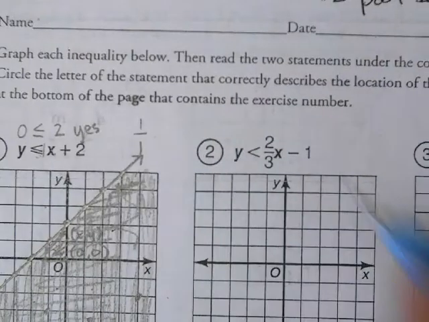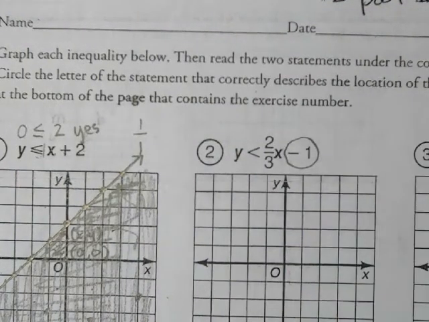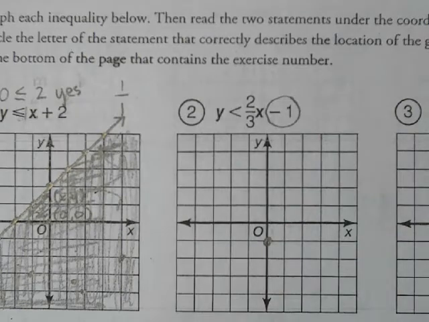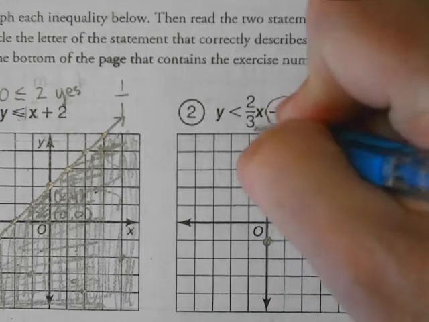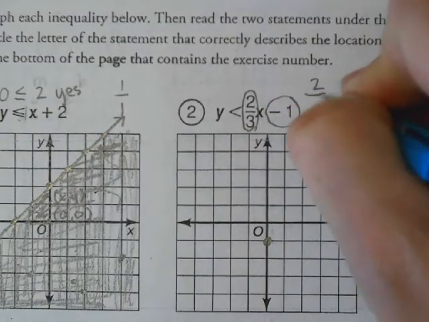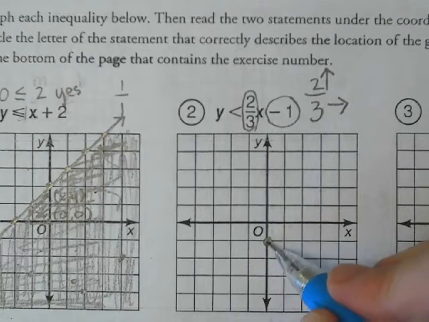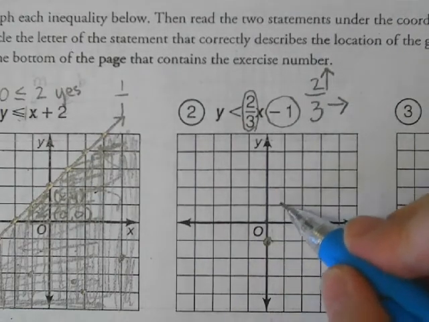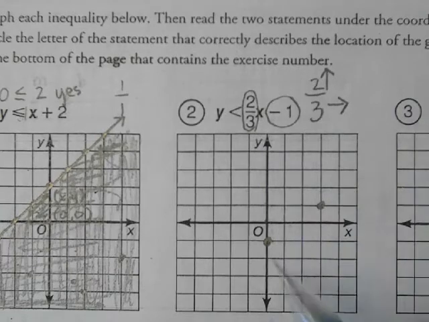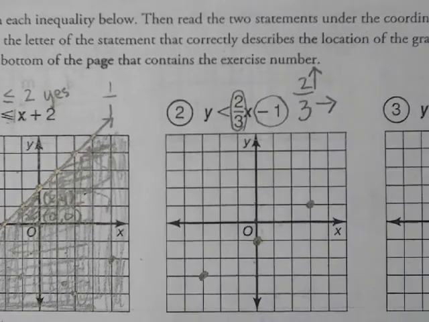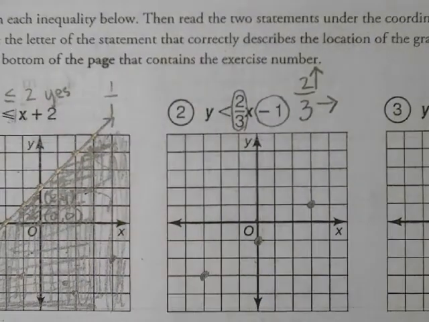Okay, let's do one more. We'll go through this one a little bit quicker. Okay, this is my y-intercept. So on the y-axis, I'm going to put a point on -1. Here's my slope, 2/3, up and to the right. So from -1 up 2, over 3. And then remember, I can do the exact opposite. Down 2, left 3.